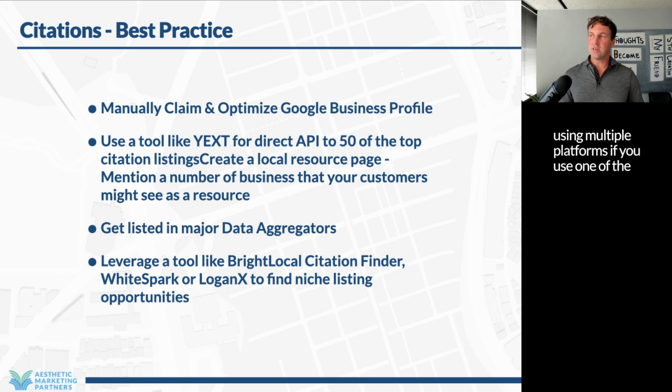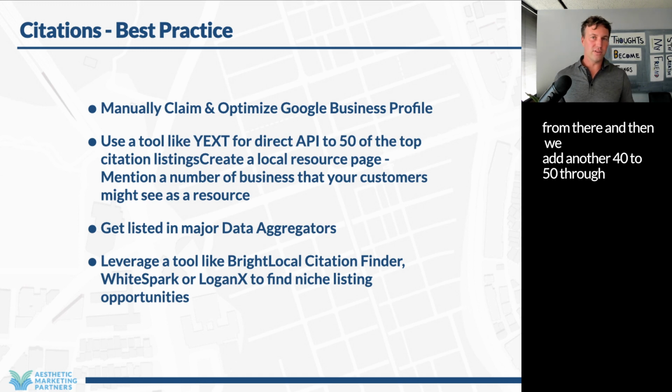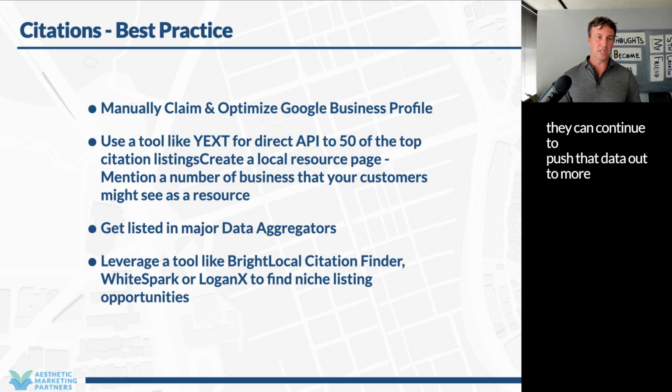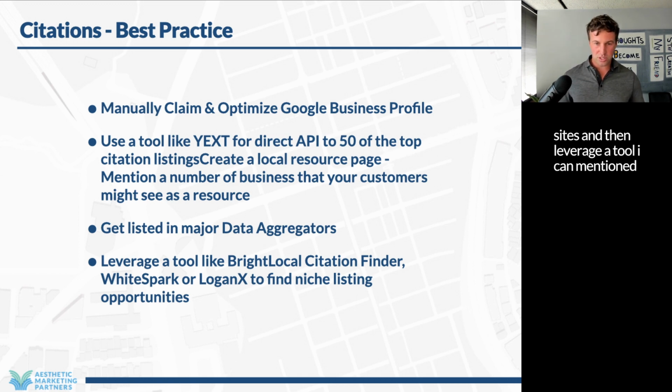If you use one of the, I think that they call it the Pro or Ultimate Yext, that's about 60 of them is what we normally see from there, and then we add another 40 to 50 through other services. Get listed on major data aggregators. It's definitely a very important thing to do as they can continue to push that data out to more sites, and then leverage a tool like you mentioned.